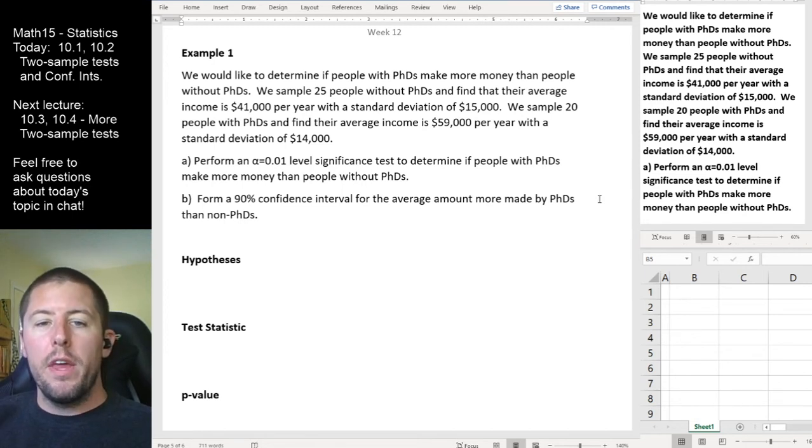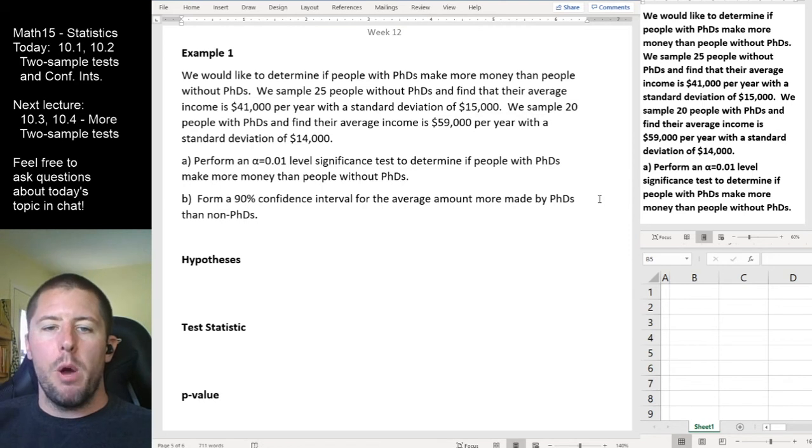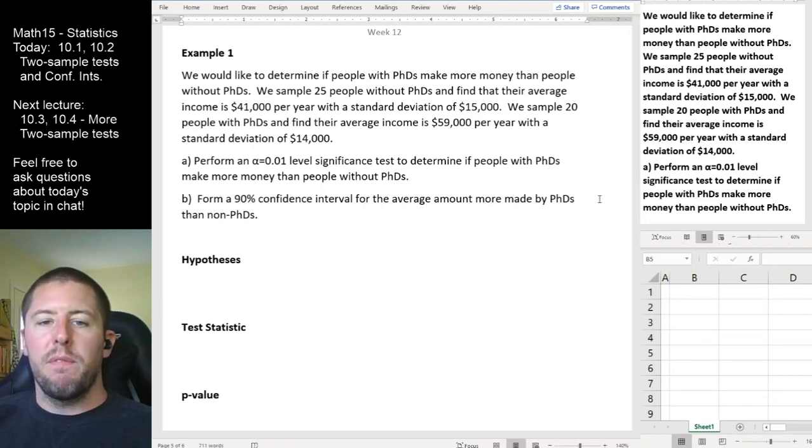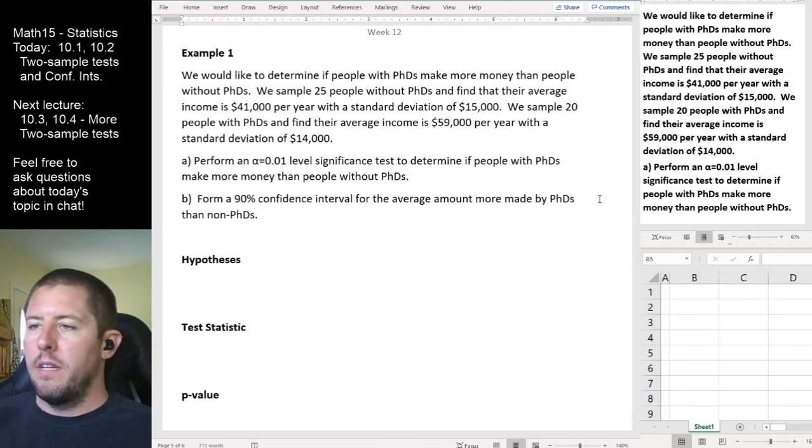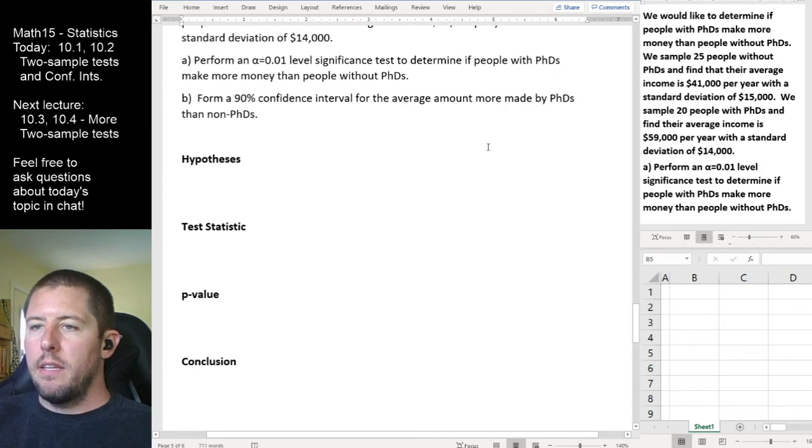to determine if people with PhDs make more money than people without PhDs. Then after that, let's form a 90% confidence interval for the average amount more made by PhDs than non-PhDs. So those will be our two tasks here, one hypothesis test, one confidence interval. So let's start off with this hypothesis test statement here.